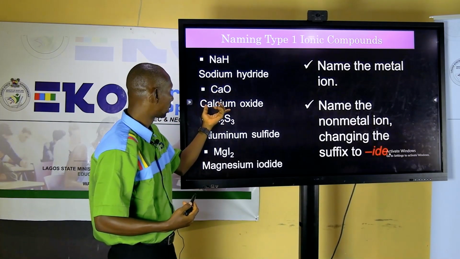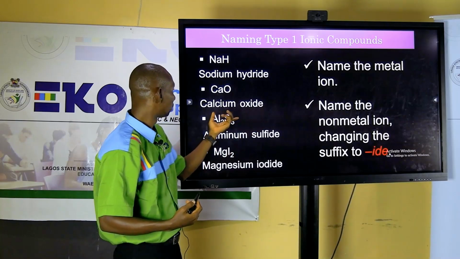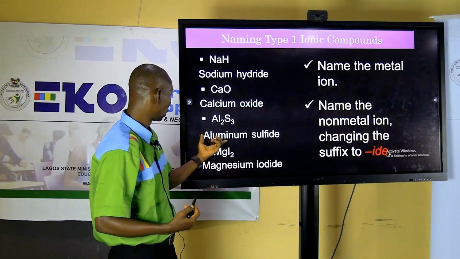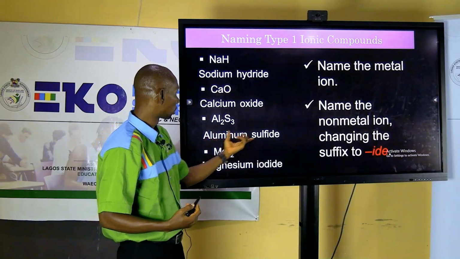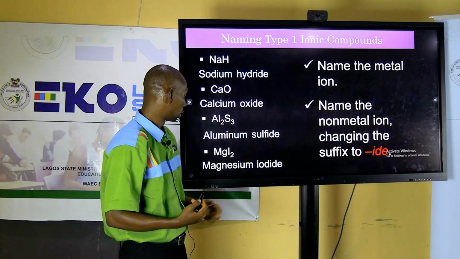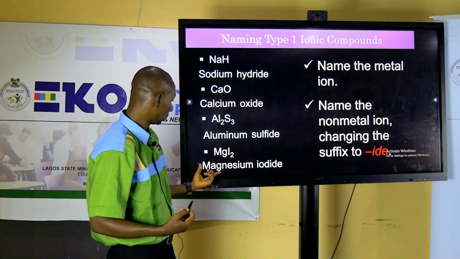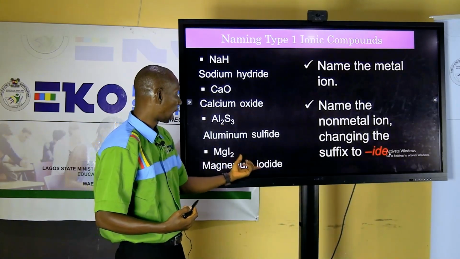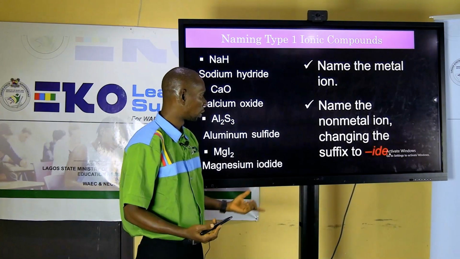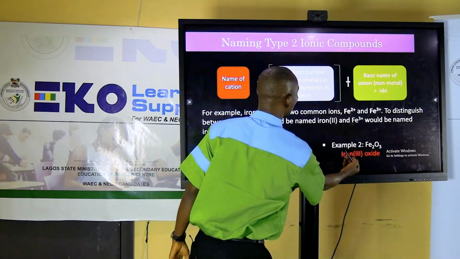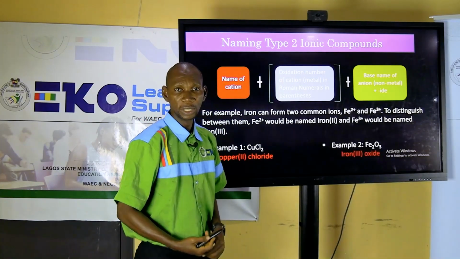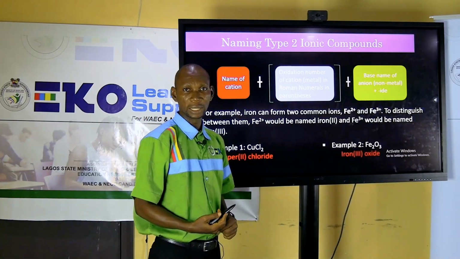Yes. Calcium oxide. The oxygen changes name to what? To oxide. This is what? Aluminium sulfide, because this is sulfur, and so it changes its name there. How about this? Yes, magnesium iodide. The anion there is iodine, so it changes its name to iodide. All right? So it was very simple to name type 1 metals, isn't it?